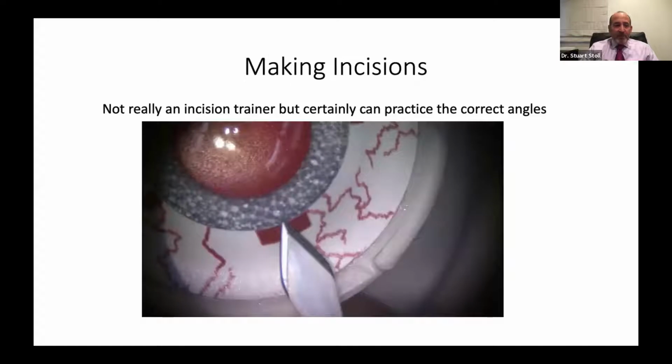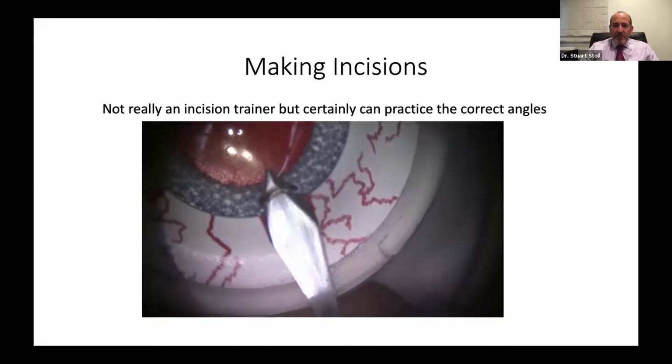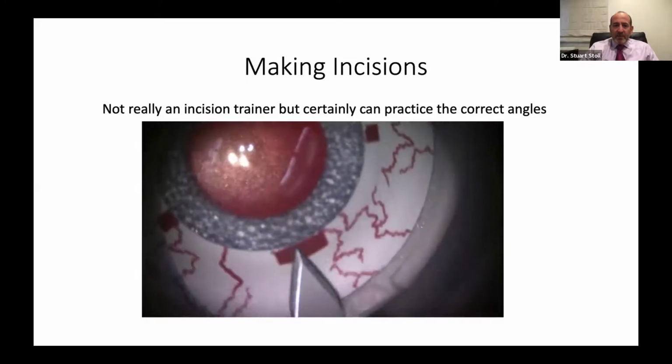So we're going to jump into the videos here now. You can obviously see there's the model that we showed before. We can make incisions with these. It's not really an incision trainer, but you can certainly practice the correct angles with your keratome. This is a 2.3 or actually maybe a 3 millimeter keratome here. And we're just going to line it up, get the angle nice and flat, smooth, dimple down, and create that single or biplane incision. And you can do that multiple places around the eye. The eye is not going to collapse. You can do that over and over again.